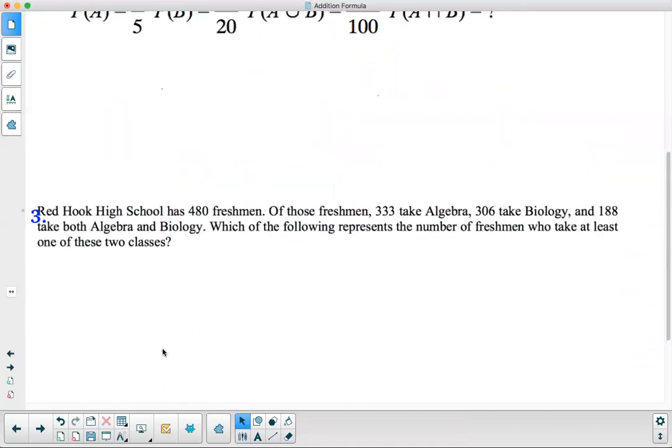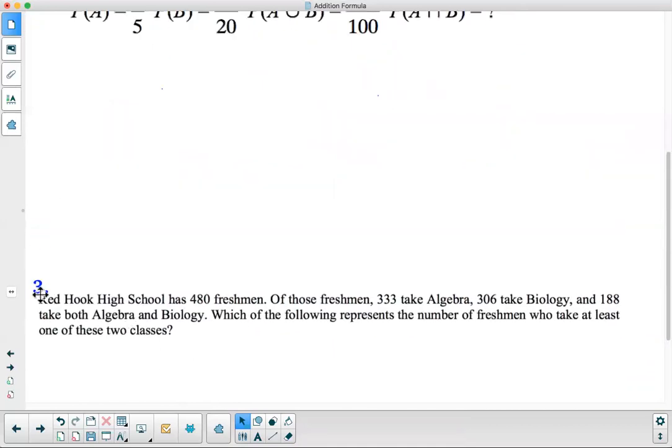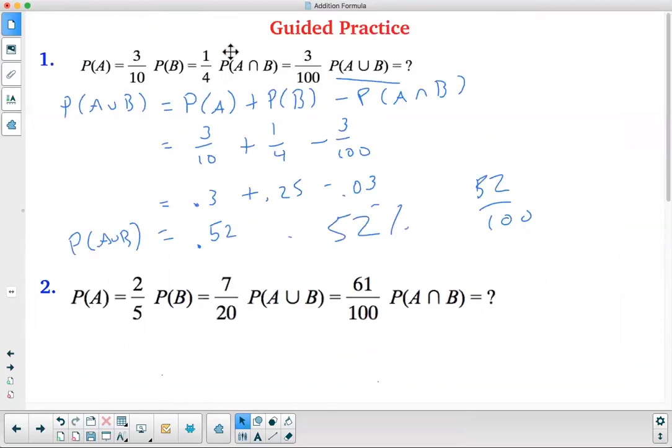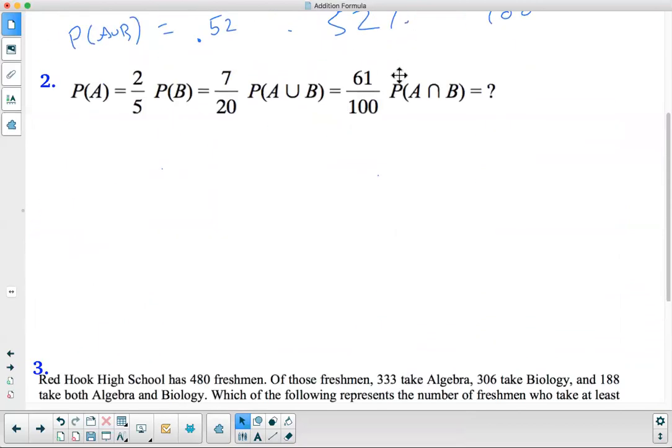Question 2. Same thing, different numbers. Oh no, not the same thing. Now we're asking for the probability of A and B. Whenever you see A or B, just write this formula. Don't even think about it.